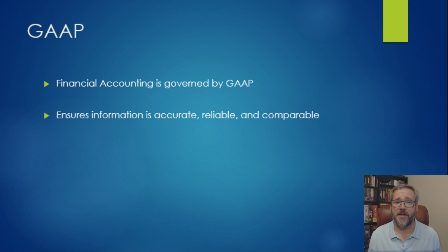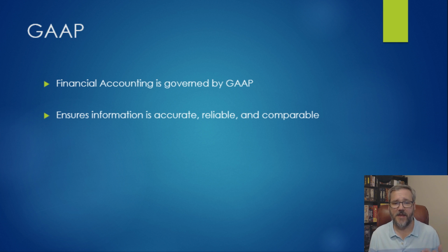So financial accounting is governed by GAAP, the generally accepted accounting principles. This is what guides accountants. This is the rule book, the Bible, all in one. GAAP is a governing body. They ensure that information is accurate, reliable, and comparable.